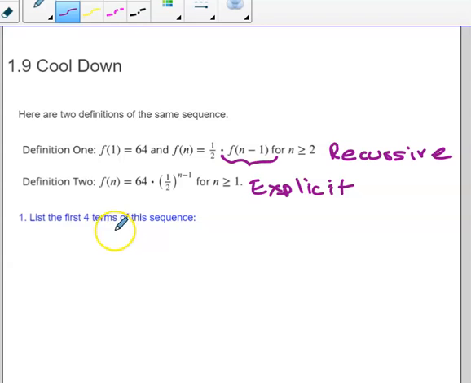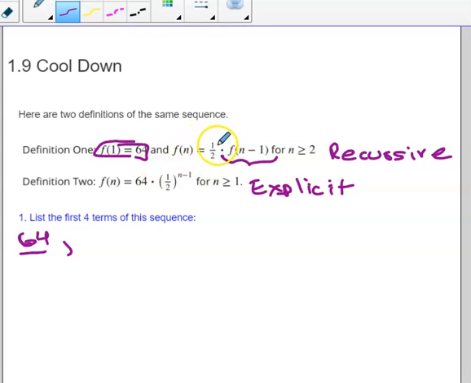Okay, list the first four terms of this sequence. It doesn't matter which definition you use. If we use the first one, what this is saying is f of 1 equals 64. They're already telling us here that the first number is 64. That's what this represents.